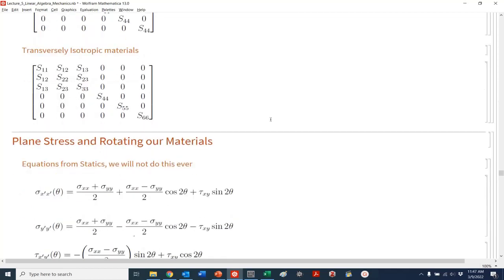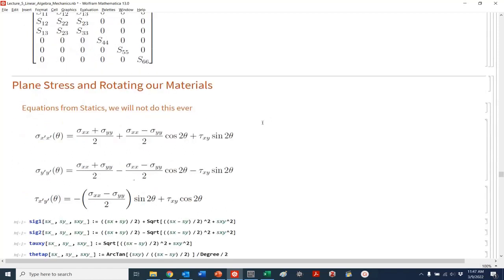So next time we're going to get into plane stress, and how do we actually rotate these states.